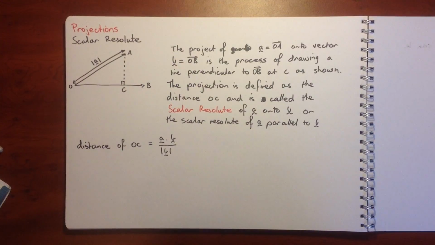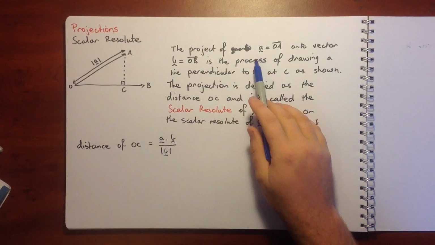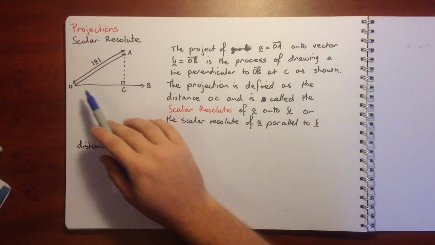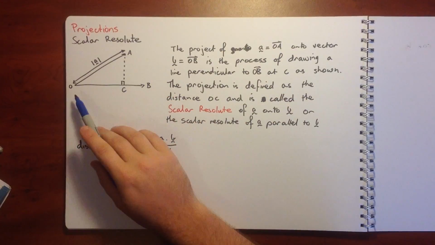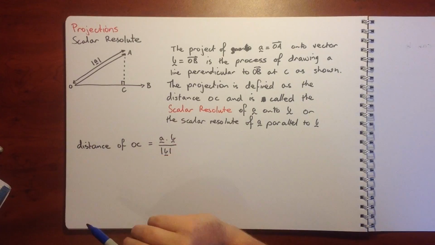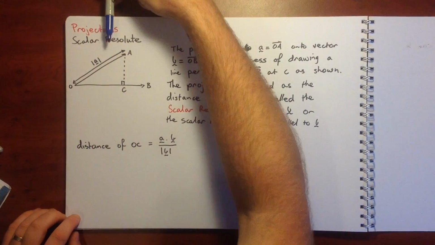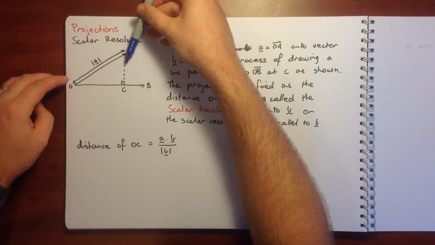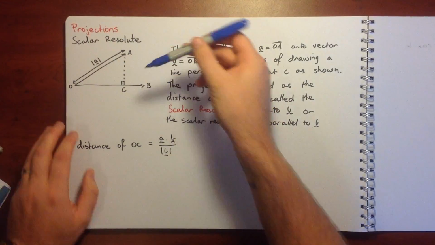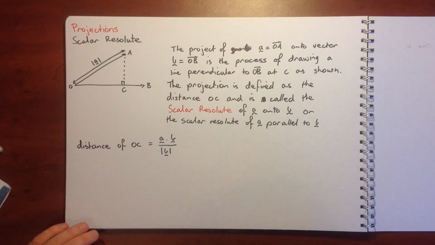So, projections. The scalar resolute. The projection of A, which is OA, onto vector B, which is OB, is a process of drawing a line perpendicular to OB at C as shown. The way I always like to think of it is if I put a light up the top, it's going to be the shadow that this vector casts on this vector. So the projection is defined as the distance OC and is called the scalar resolute of A onto B, or the scalar resolute of A parallel to B.